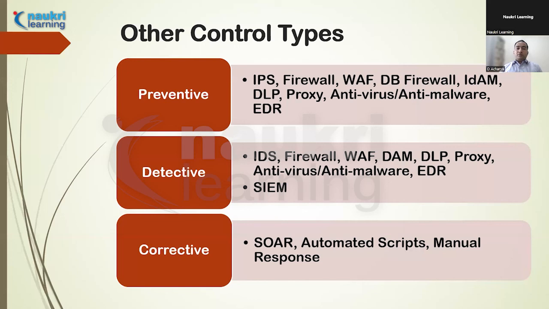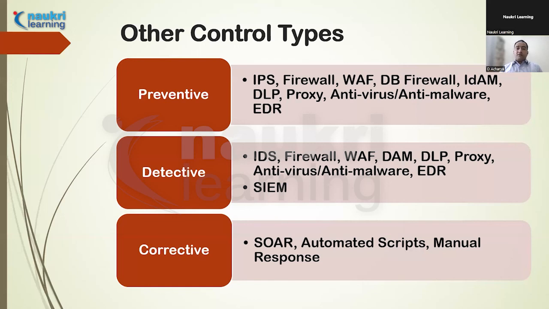In the preventive control set, we have IPS, intrusion prevention system, firewall, WAF, and so on. In the detective set of controls, we have intrusion detection system. You can see the difference between IPS, the intrusion prevention system, and IDS, the intrusion detection system, which is in detection or monitoring mode, so it will not block anything. Firewall, again, if it is not in block mode, acts as a detective control.